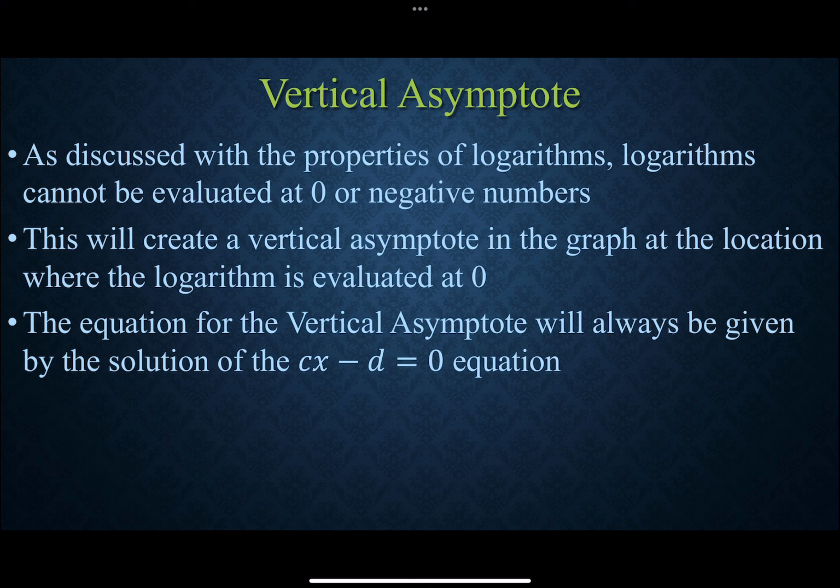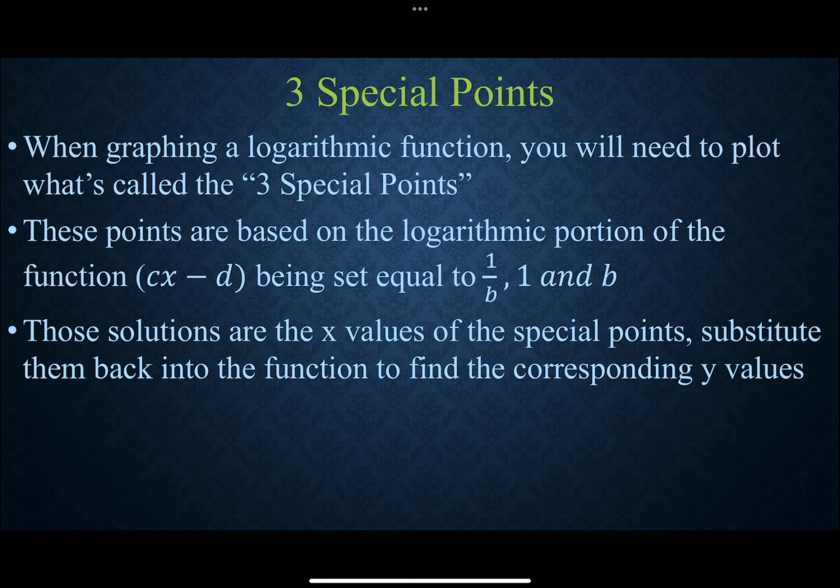Because when we talked about those properties of logs, we can't evaluate logs at 0 or negative numbers. So we need to know when would we have the log be at 0, and that's where the cutoff point is, and the graph will either be all to the left of that or all to the right of that based on what's going on with c. So our three special points we're going to work with now, similar to the exponentials, only rather than being negative 1, 0, and 1, it's 1 over b, 1, and b itself. They have to correspond to the base.